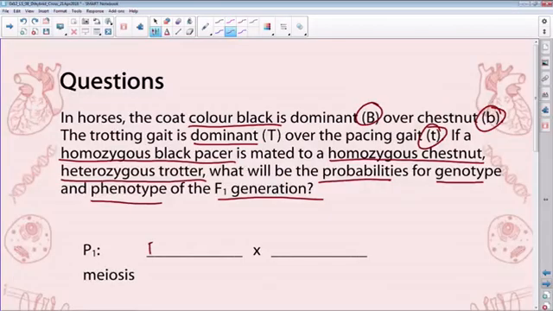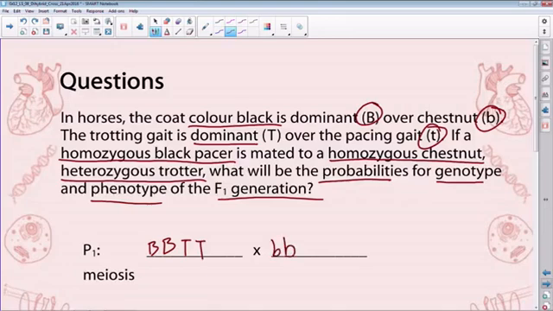Cool. Let's see if you got it right. So let's try and rush through this quickly. Homozygous means the same, and it's black, and it's a dominant. So we know we've got 2 capital Bs, okay? And we know that it's a homozygous black pacer, which means we have 2 capital Ts. Simple. Then it's crossed with the other horse, which is homozygous chestnut.